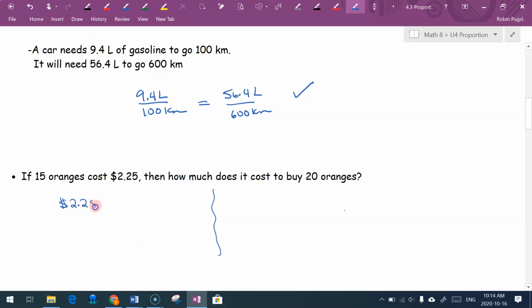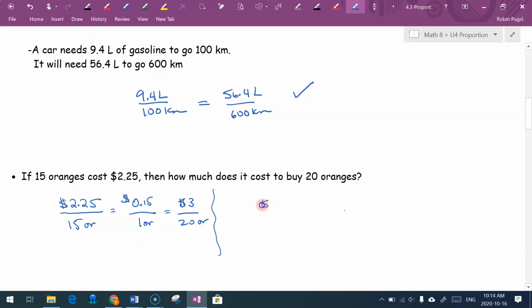It's just that much easier. Whenever you see money, you go 15, $2.25 per 15 oranges. And we want to know how much does it cost per 1 orange. So we're going to take 2.25 divided by 15, and I get it's going to cost 15 cents per 1 orange. And now I can make it out of 20, right? So I multiply that by 20. And I get, oh, it's going to cost $3 for 20 oranges.